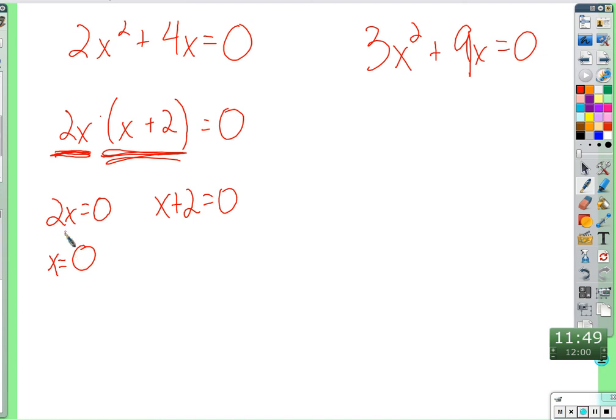X equals 0, right? Subtract 2 on both sides, we get x equals negative 2.